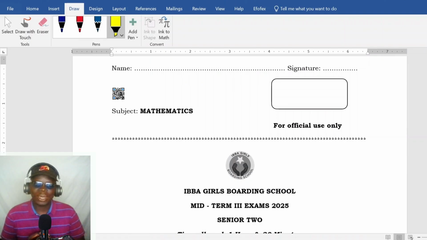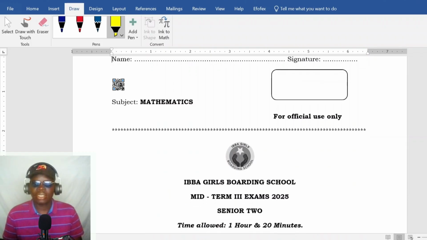Today on our board we are looking at this mathematics question paper from South Sudan, the youngest nation in the world. If you're excited, let's go together and see how the paper looks. On the front page, we have the line for name and signature. The subject is maths, and this is for official use only. This question paper is for the girls' boarding school midterm 3 exams 2025, senior 2.